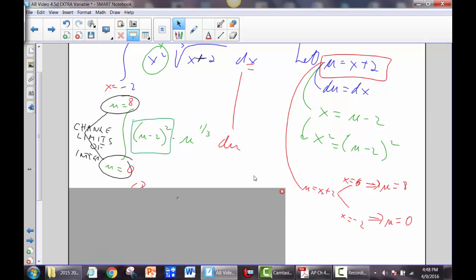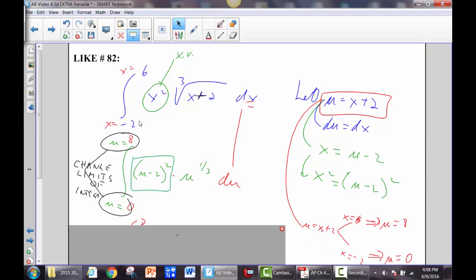Now I'm going to change those limits of integration over here. Because I know that u equals x plus 2, and because I was going from a lower limit of x equals negative 2 to an upper limit of x equals 6, if I plug 6 into this, I'll get u equals 8. If I plug negative 2 for x into here, I'll get u equals 0. So the equivalent of x equals negative 2 to x equals 6 is u equals 0 to u equals 8.